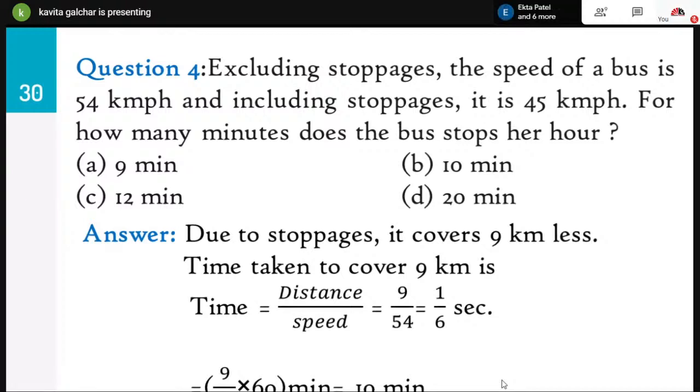As it is per hour, you can calculate the time to cover 9 kilometer, which is distance upon speed. Speed is the first speed, that is 54 kilometer per hour. So by applying the formula 9 upon 54, you are getting 1 by 6 hours. But this is not the answer. As they want the answer in minutes, you need to convert it into minutes. So you multiply by 60 and you will get 10 minutes. So the answer is 10 minutes.